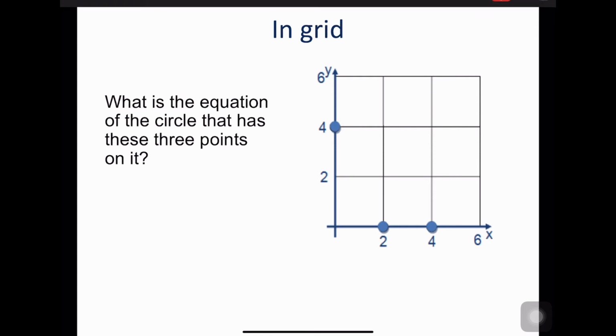Here is question 3. Pause the video if you'd like to start answering it now. If you'd like a hint, then I will provide one now. So, what is the equation of a circle that has these 3 points on it?